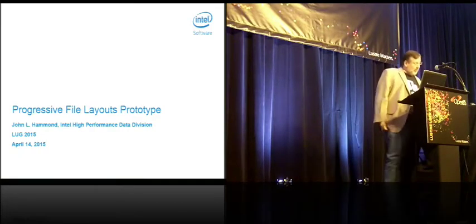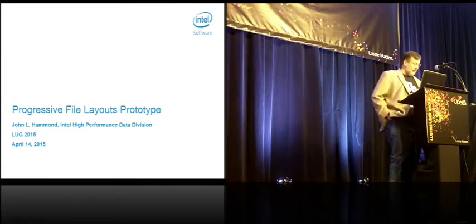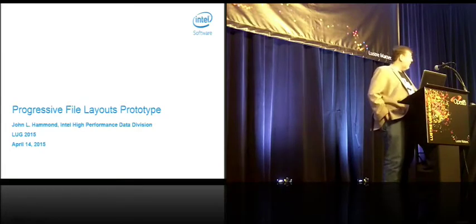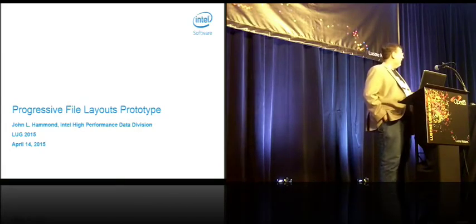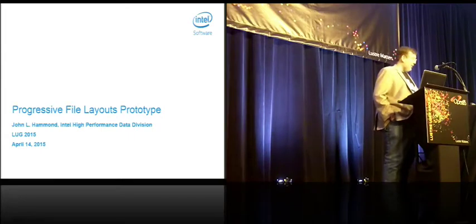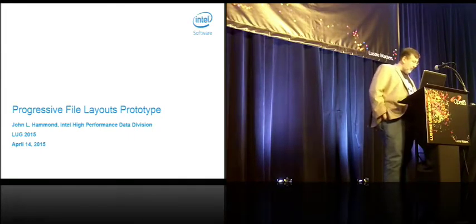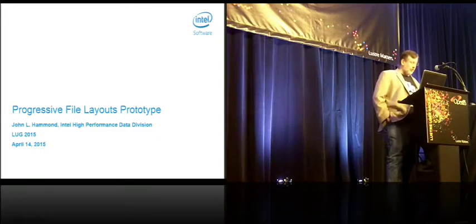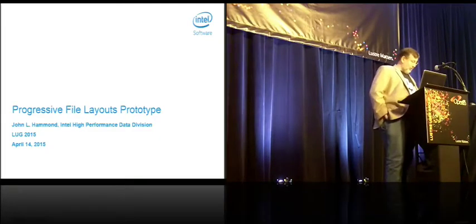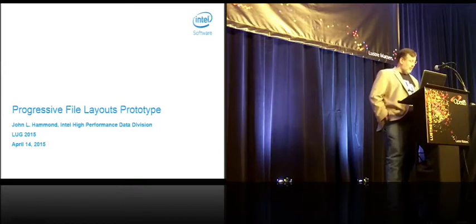Right on! John Hammond, John L. Hammond for that matter, distinguishing you from that other guy at Intel named John Hammond. He is a Lustre core developer at Intel. He has been involved in the Lustre community since 2009. Prior to that, he received a PhD in mathematics from the University of Texas at Austin.